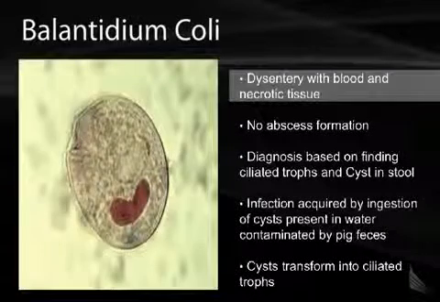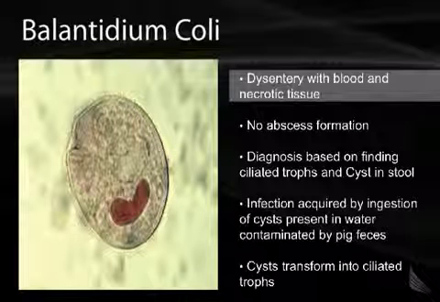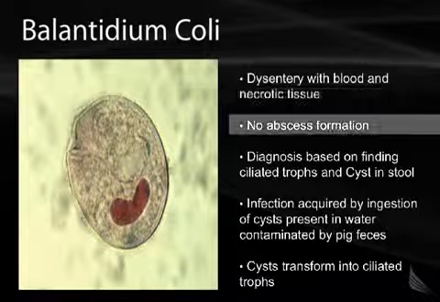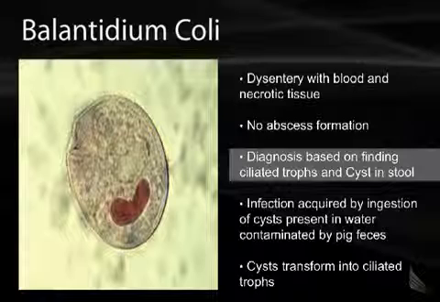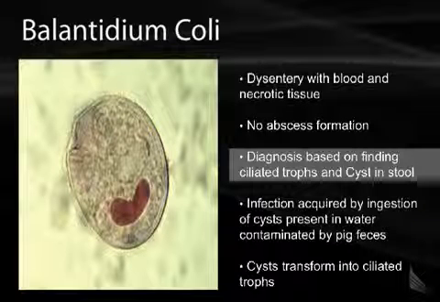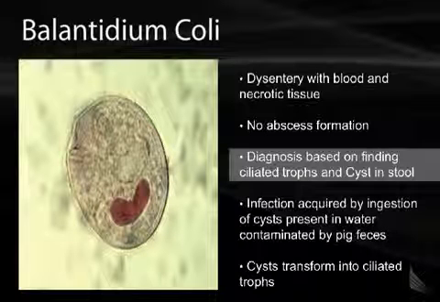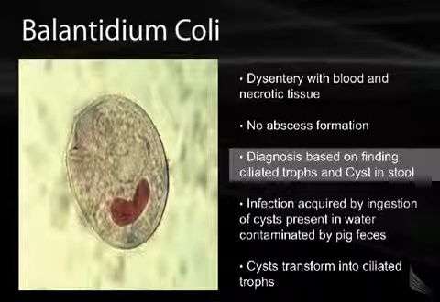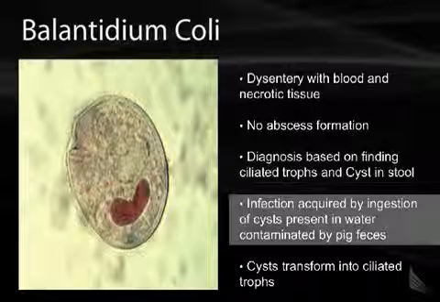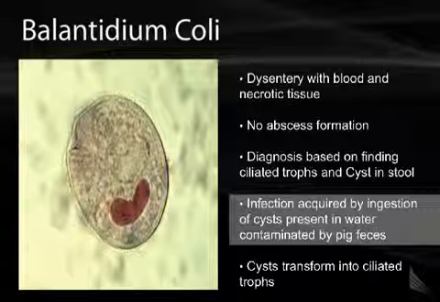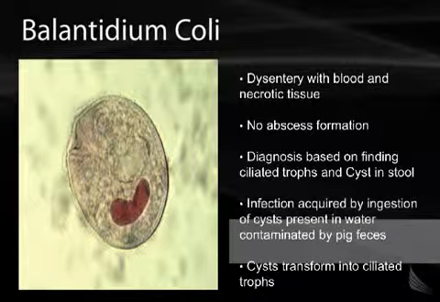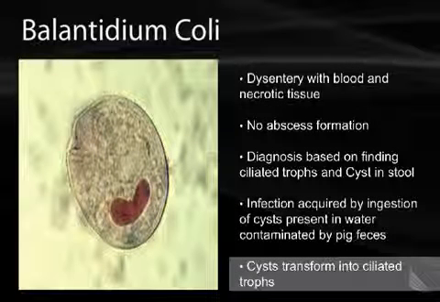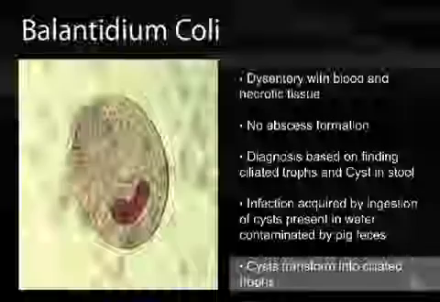Balantidium coli is a common cause of dysentery with blood and necrotic tissue. It will not form abscesses, and its diagnosis is based on finding ciliated trophozoites and cysts in the stool. So if you have a protozoa that has cilia and it's causing disease, it's Balantidium coli. The infection is acquired by ingestion of cysts, which are present in the water, which is frequently, unfortunately, contaminated by pig feces. The cysts transform into ciliated trophozoites in the body.